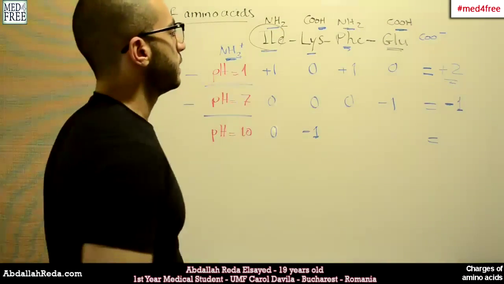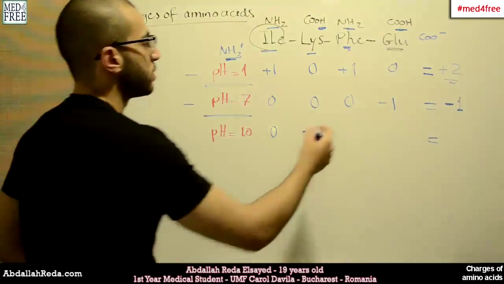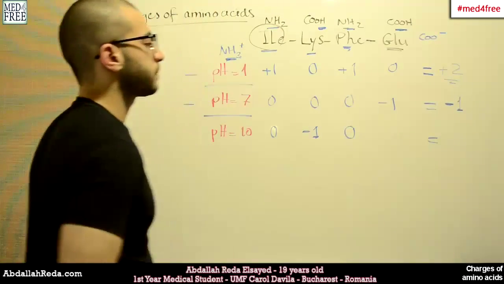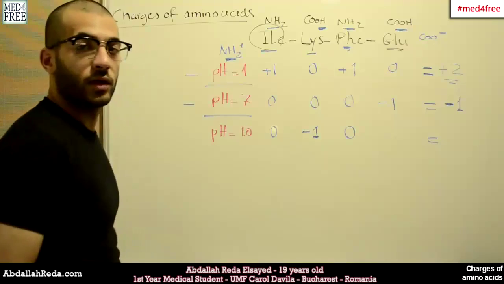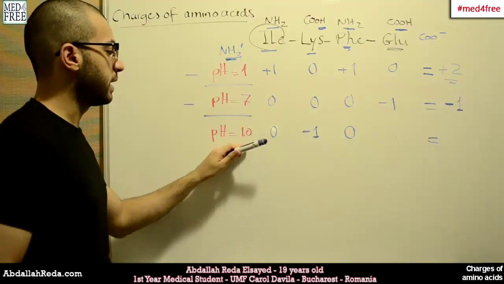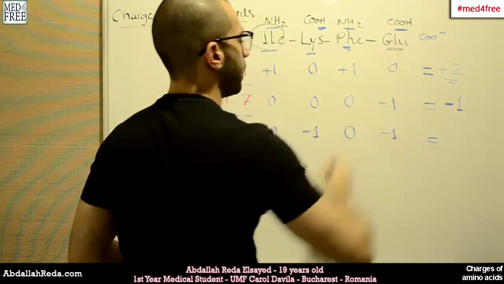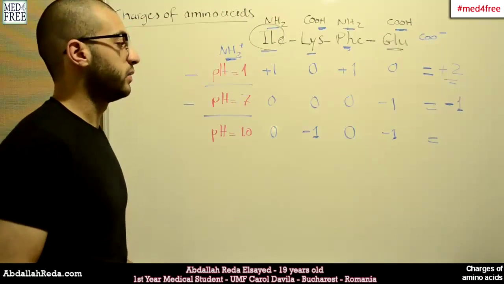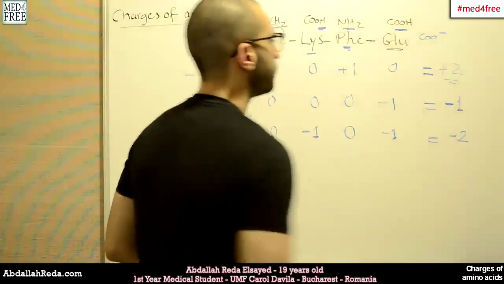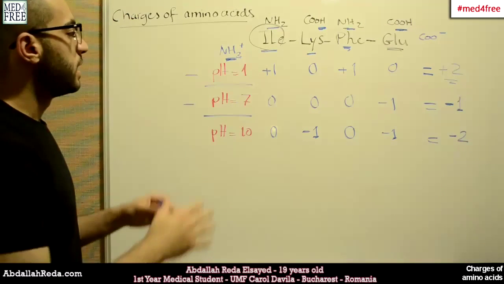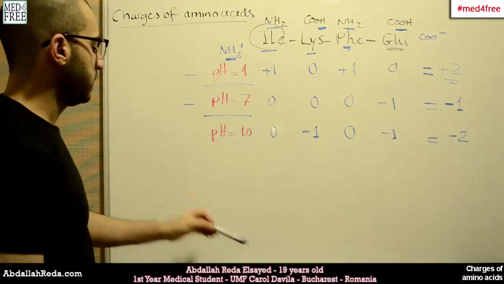Then we have phenylalanine with a pI of around 6, less than 10, so the charge will be 0. And finally, we have glutamine with a pI of around 3, of course much less than 10, so we will have a -1 because the proton here will be lost and the carboxylic group will gain a negative charge. So here, a total of -2. And this is how we calculate the charge of a peptide chain throughout different pHs.